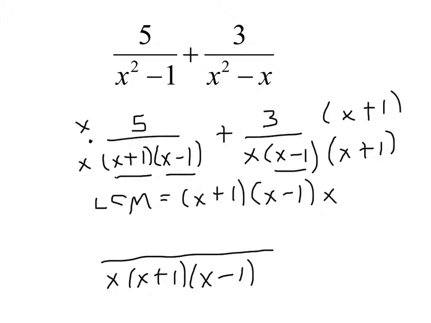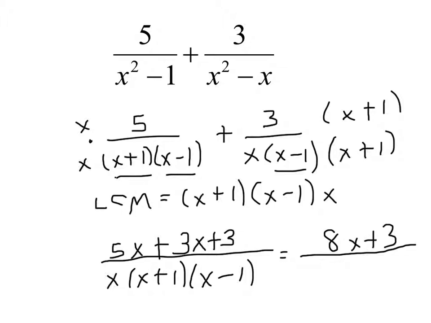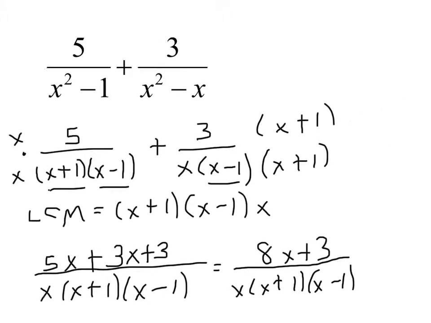And we just have to add the numerators. X times 5 is 5x plus, multiply 3 by x plus 1 using distributive, you get 3x plus 3. So our final answer is going to be 8x plus 3 over x times x plus 1 times x minus 1. You should see if you can factor that numerator and simplify, but you can't, so that's it. Let's look at another example.